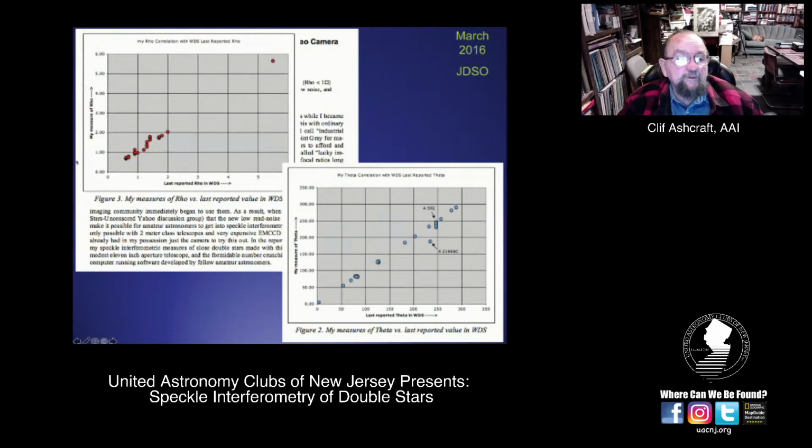Same thing for my measure of rho. Last reported value in the Washington Double Star catalog. There's a little bit more scatter in the measure of separation, particularly down in the low values here, because we're pushing the diffraction limit of the optics.